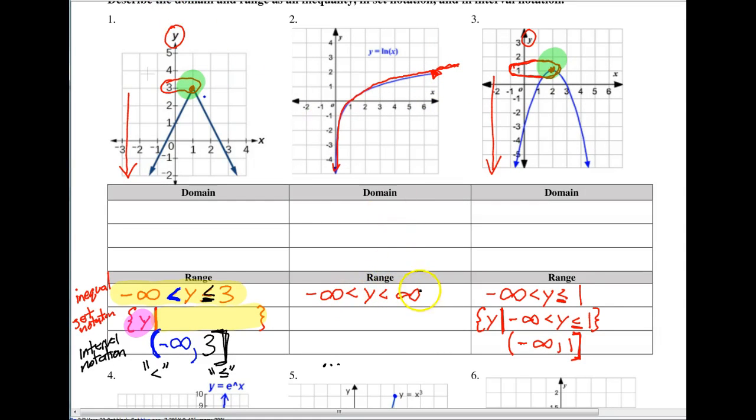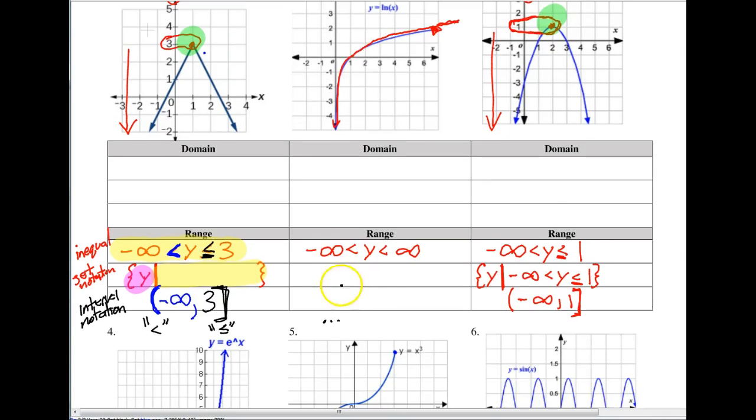another way of saying this would be all real numbers, from everything from negative infinity to positive infinity. Well, that's every number, right? So we just write it this way. And then same thing, the range is going to be y such that y is between negative infinity and positive infinity.